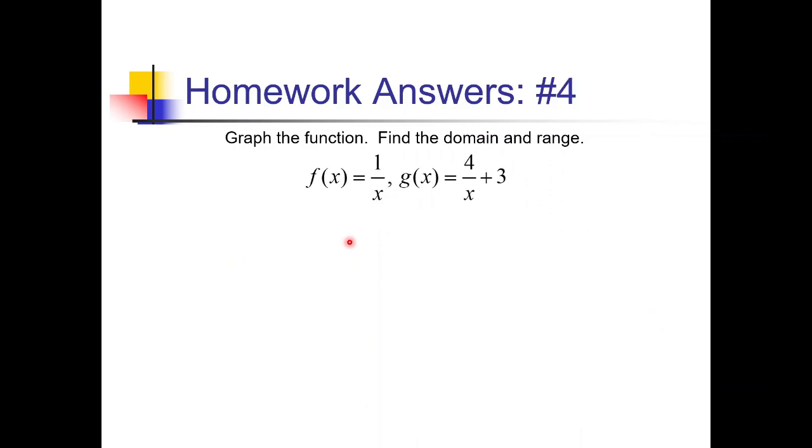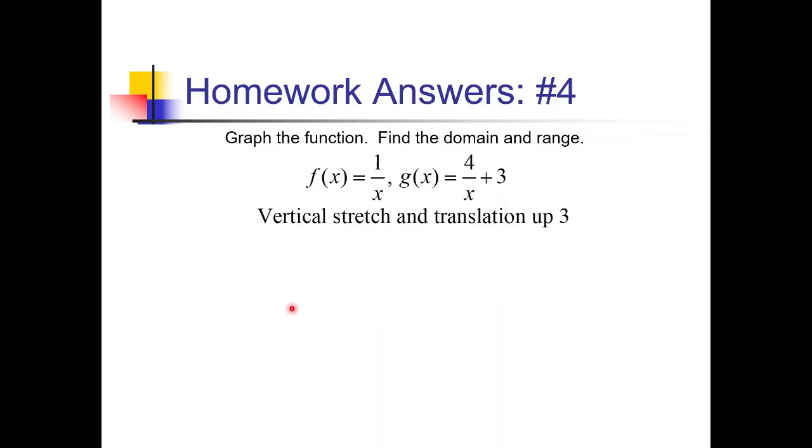To graph this transformation of the 1 over x function, let's see what's going on here. We have a 4 times the original function, this 4 in the numerator. That gives us a vertical stretch. And since I'm adding 3 outside the fraction, I'm translating this function up by 3.